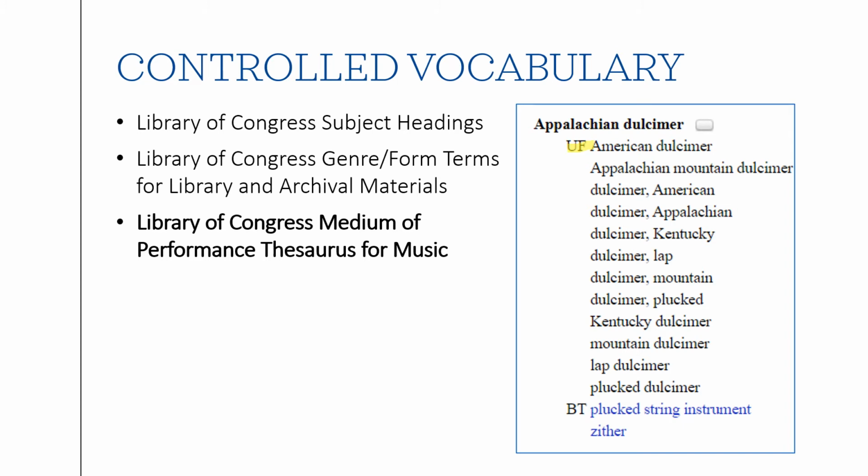The genre form terms and medium of performance terms are faceted vocabulary, which function differently than subject headings in the record. While subject terms are a string of terms that have a particular order, faceted vocabulary are entered independently of each other, allowing for a high degree of flexibility and precision.